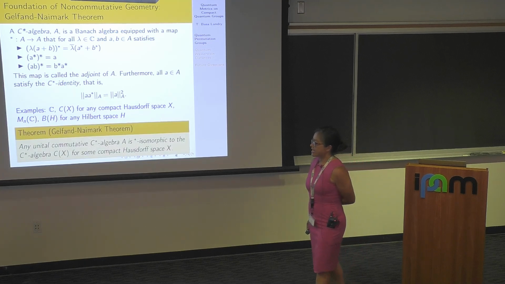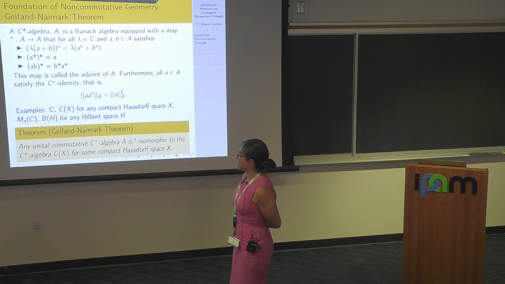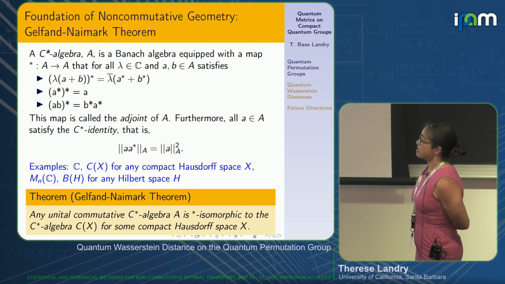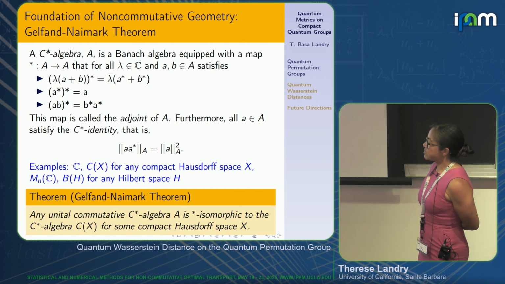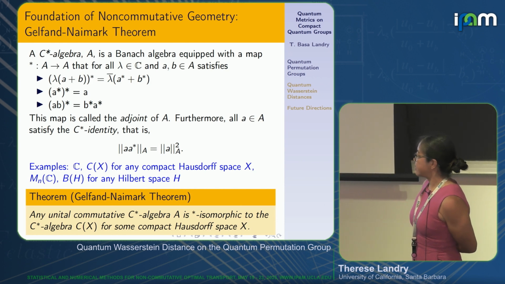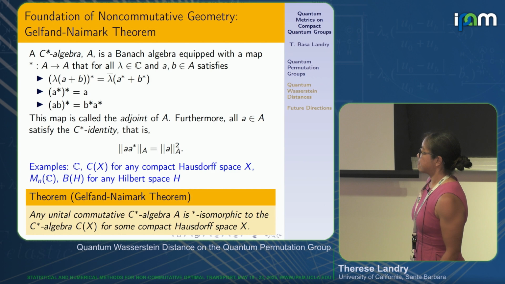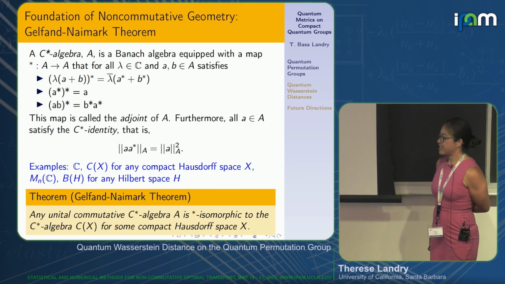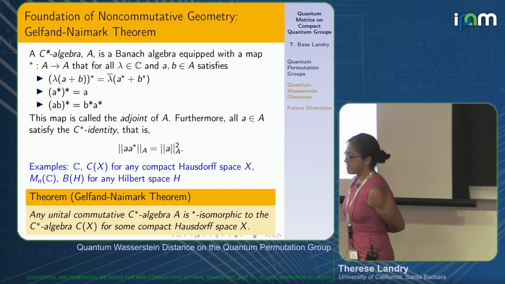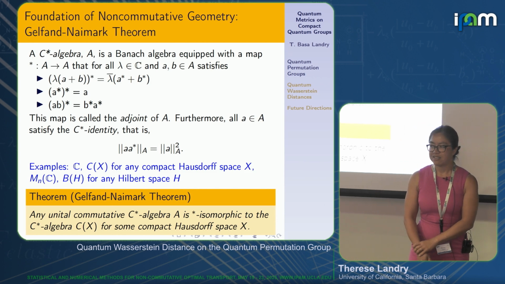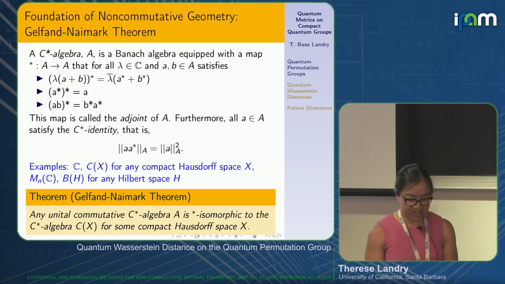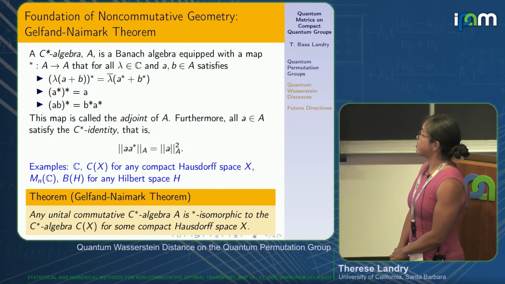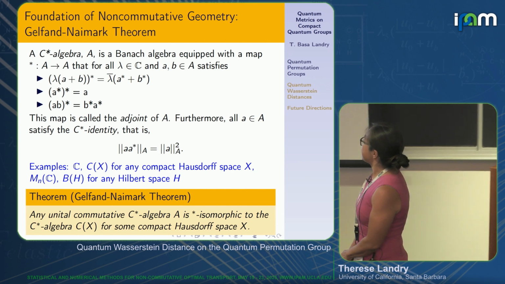This is why, morally, all unital C-star algebras are quantum analogs of compact Hausdorff spaces, because all the unital commutative ones are star isomorphic to C of X for some compact Hausdorff space. By analogy, for all the non-commutative algebras, there exists some quantum space out there for which our non-commutative algebra is C of X. And we'll see that same theme with the compact quantum groups.